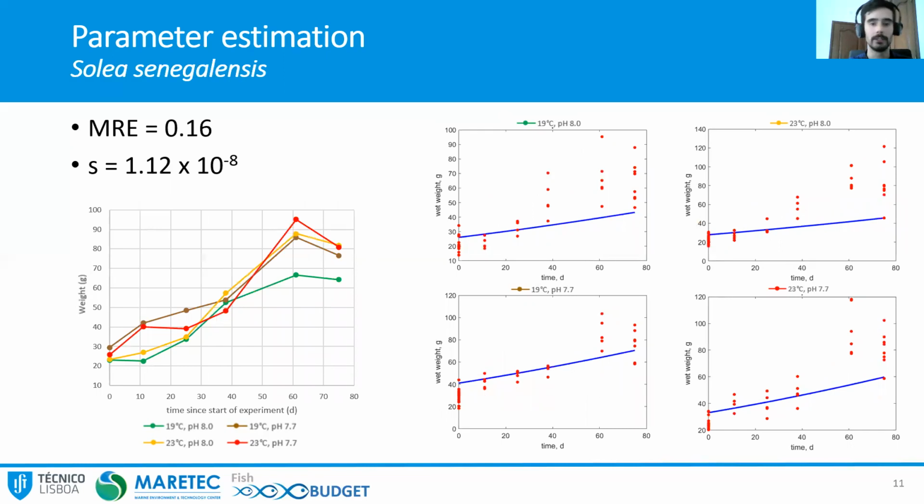And now moving on to the next species, the Senegal Stone. We have a very similar mean relative error to the previous species, about 0.16. This time the stress factor is 1.12 times 10 to the minus 8 power, so it's very close to 0, meaning pH had practically no influence on growth.